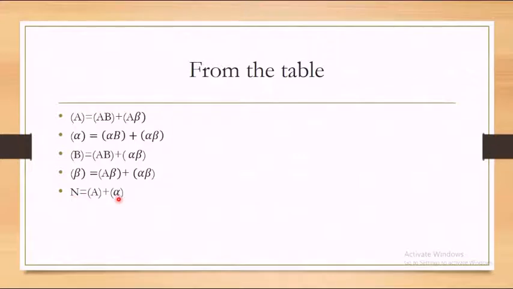And what is capital N? Capital N is equal to A plus alpha. Capital N can also be written as B plus beta, and capital N can also be written as the sum of all the classes that are given in the table. So let's have a look at the table once more.